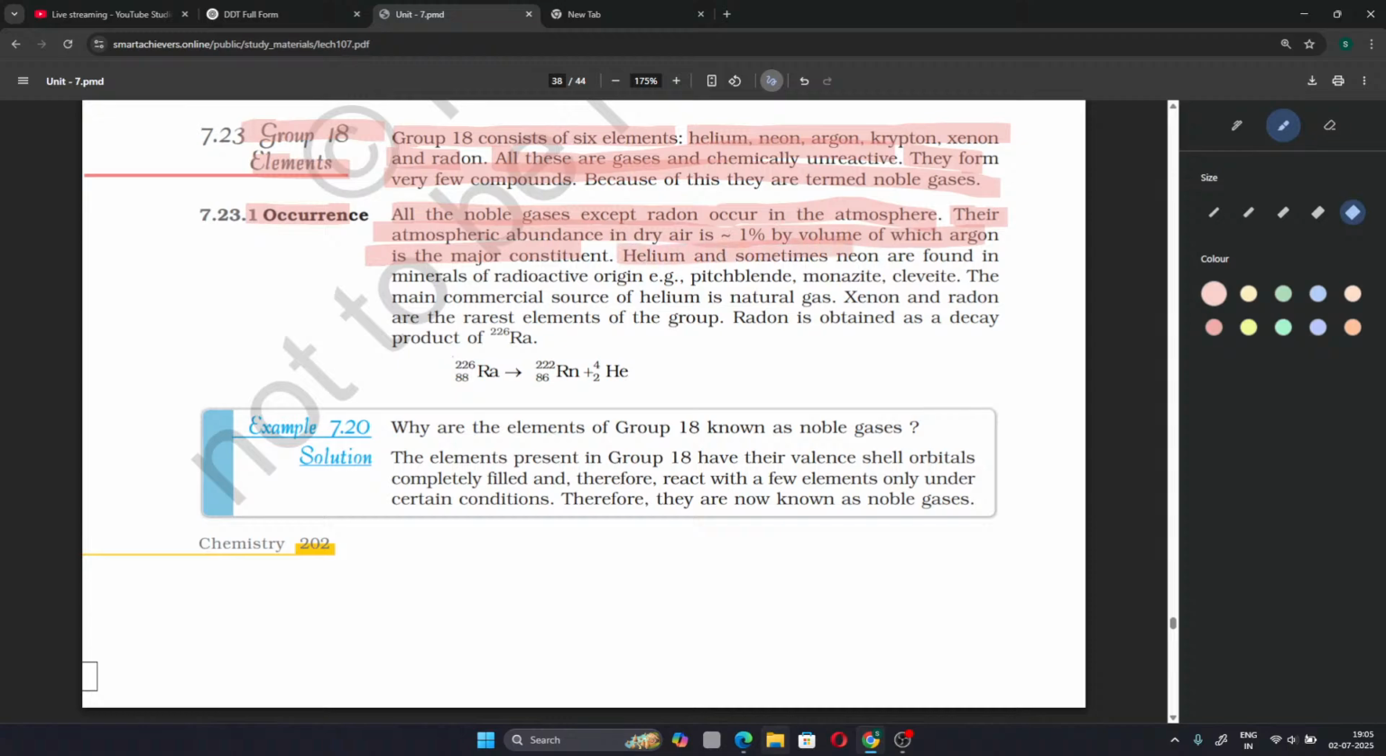Helium and sometimes neon are found in minerals of radioactive origin. Examples: pitchblende, monazite, cleveite. The main commercial source of helium is natural gas.